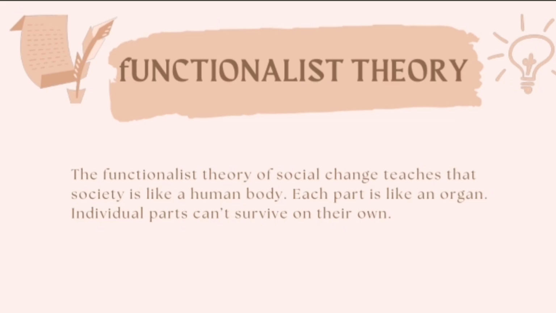The second theory is functionalist. The functionalist theory of social change teaches that society is like a human body. Each part is like an organ. Individual parts cannot survive on their own. And functionalist sociologists emphasize what maintains society, not what changes it. Although functionalists may at first appear to have little to say about social change.